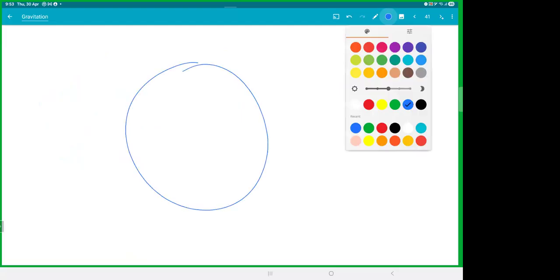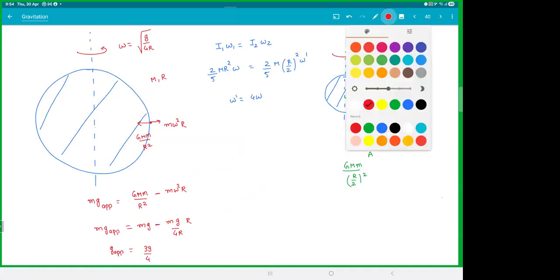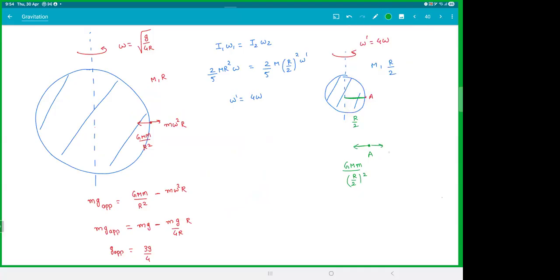See, it is like this. Initially, A was here. When the planet's radius became half, A also got shifted here. The point A was not at the same point in space. It actually got closer to the center of the planet. And the centrifugal force: m, omega became 4 omega, that is 4 omega whole square, and the radius became r by 2. So there are multiple changes there, which you have to be careful about. So when you try to write this as m g apparent, this is the net force.